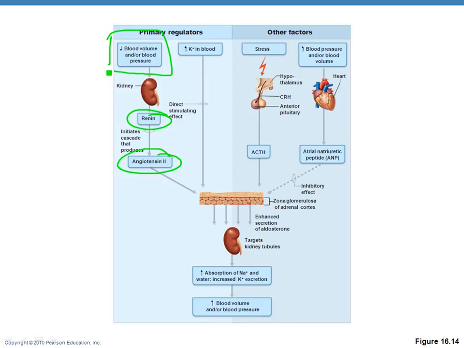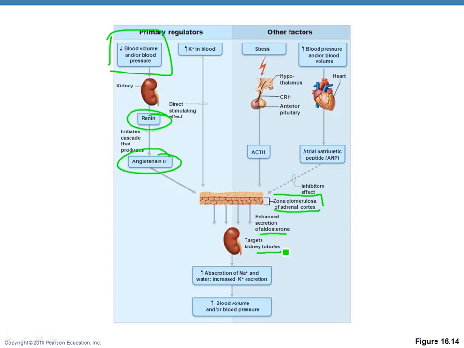So if your blood volume is low, you're going to have this renin released. The renin has a cascade effect, kind of like blood clotting and some of the other ones that we've talked about. Renin is going to initiate angiotensin 2. Angiotensin 2 is going to go directly to the adrenal cortex, particularly this zone, and cause the excretion of aldosterone. What does aldosterone do? It targets the kidney tubules, and we haven't talked about the kidney tubules yet, but you'll see that later on in the semester. But it's a specific area that can regulate whether water or sodium stays or goes in the body.